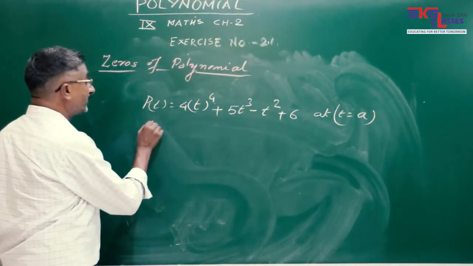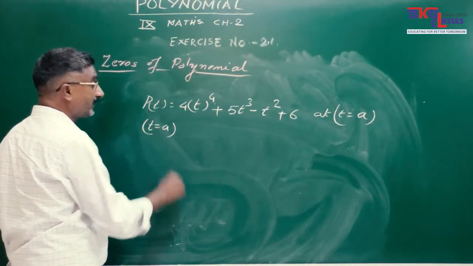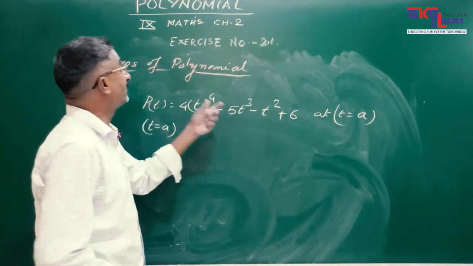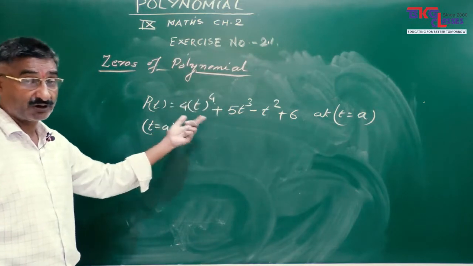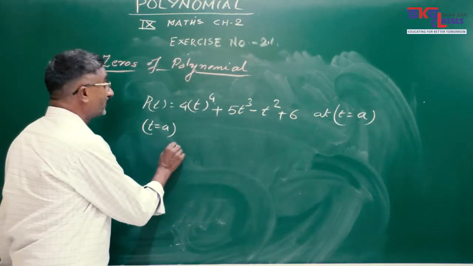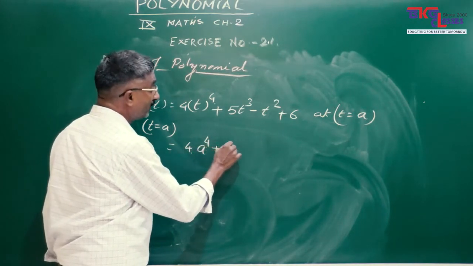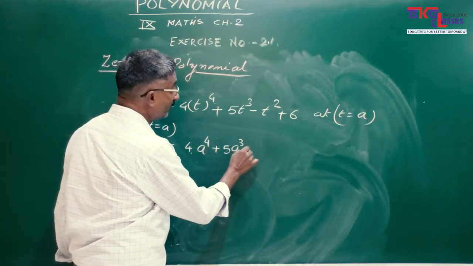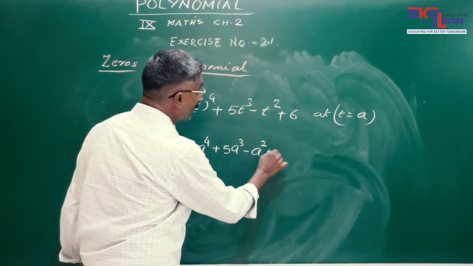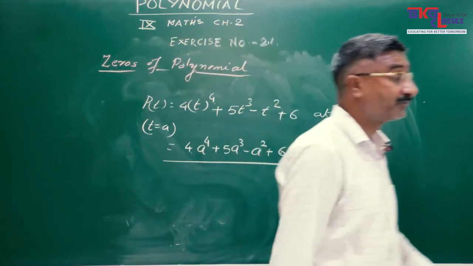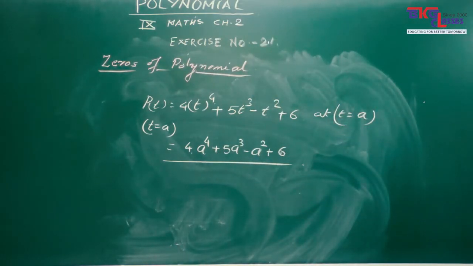So t is constant here, a is not variable. So t is variable and these are the 4 terms. The degree of the equation is 4. This is a polynomial equation. So 4a raised to the power 4 plus 5a cube minus a square plus 6. This is the answer. You can check also from your book. Clear? Okay.